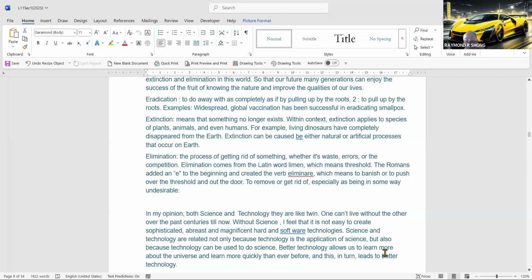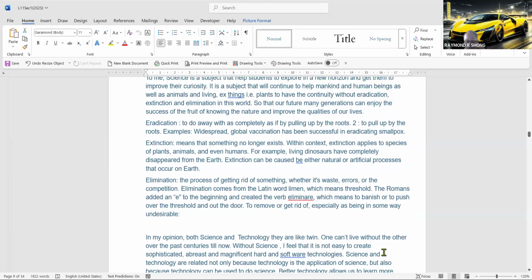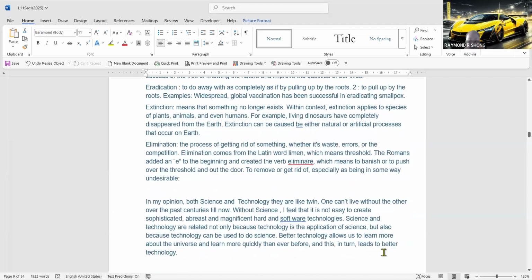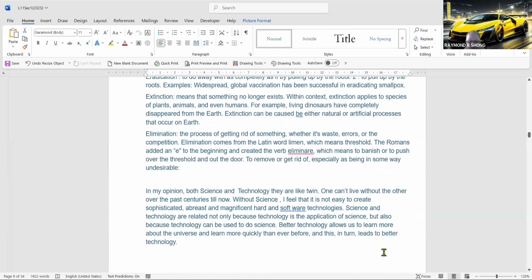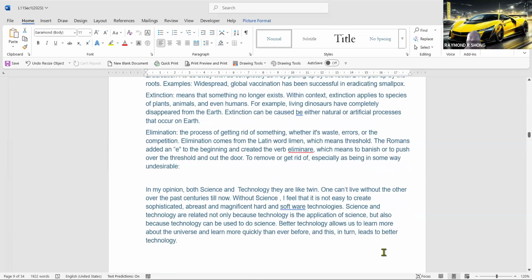Okay, I want you to think now, which one do you think is more serious while I complete my conclusions? Is it eliminations, extinctions, or eradications? So I want to ask the four of you. In my opinion, both science and technologies are like twins. One can't live without the other. Over the past centuries till now, without science, I feel that it is not easy to create sophisticated, abreast, and magnificent hardware and software technologies.